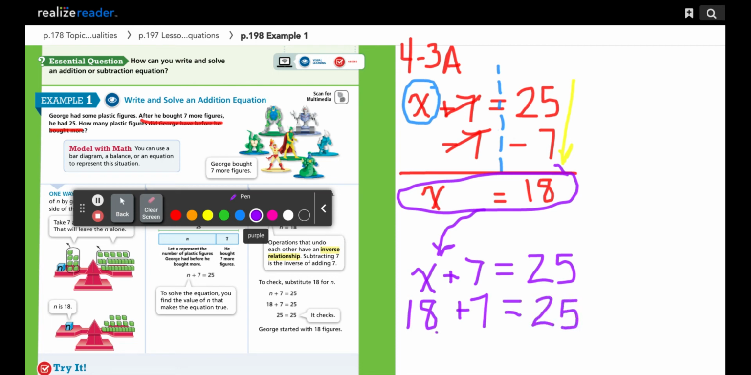Well, let's check it. What's 18 plus 7? 25 equals, bring down the 25. Check. 25 equals 25.